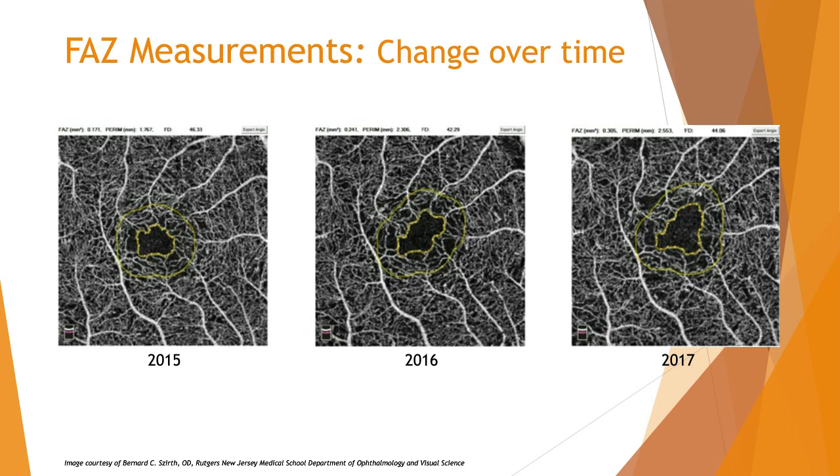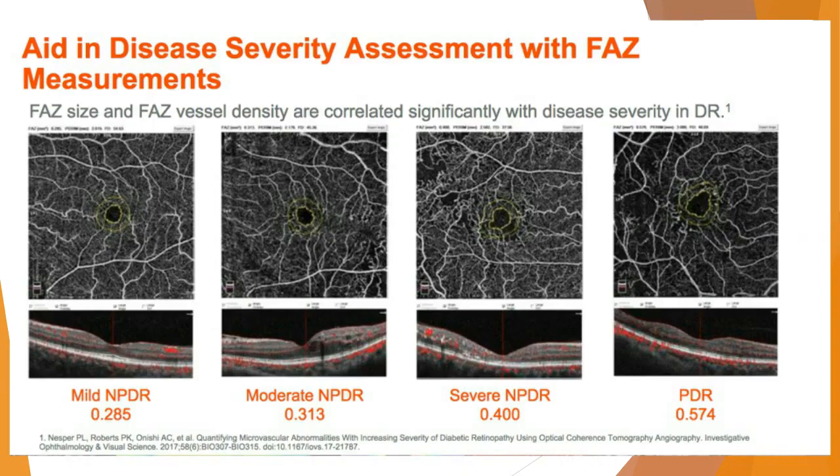And again, you don't have to guess, because the AngioAnalytics program does the work for you. It measures it for you. And this was a great study that was done on how the size of the FAZ correlates with disease severity in diabetes. So again, the smaller the size of the FAZ, the better control the patient has. Look how the size of the FAZ continues to get larger as you go through the stages of diabetic retinopathy.